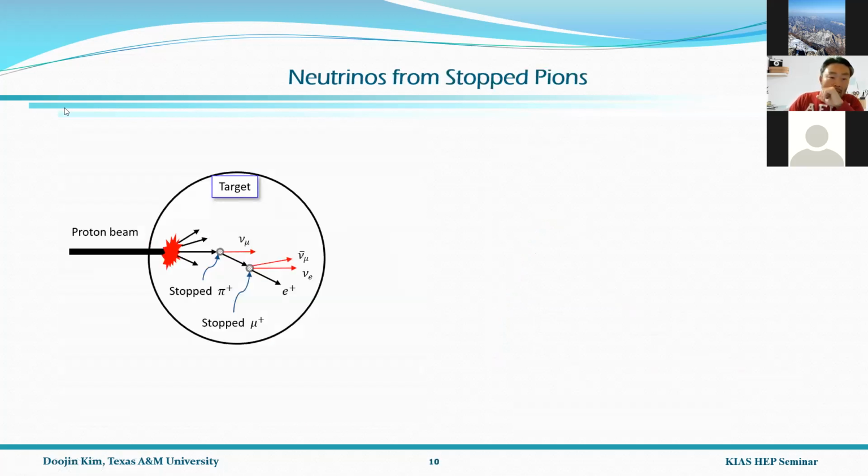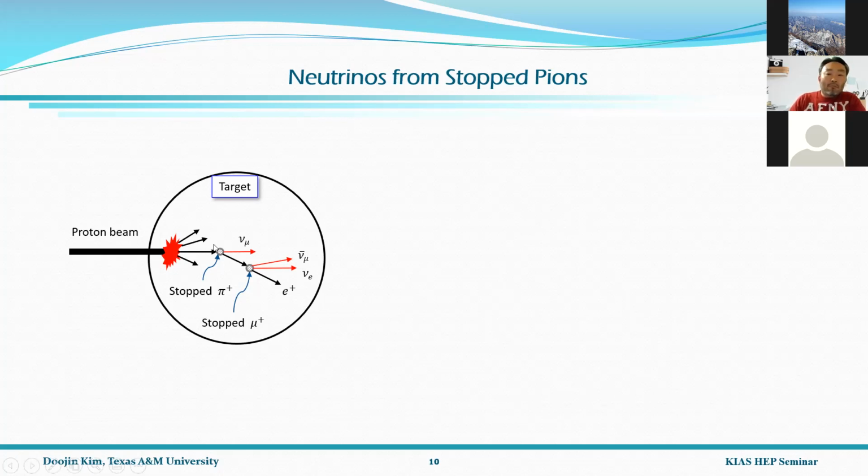Okay, so second, in the experiments using stopped pions, the neutrinos are produced in the following way. Basically, a low energy proton beam, usually of order 1 GeV, is impinging on a target, and then creates a handful of light mesons, as far as their production is kinematically allowed. Pions are light, so they can be produced. Eta mesons and kaons are heavier than pions, so their production is very limited or even not allowed, depending on the beam energy.